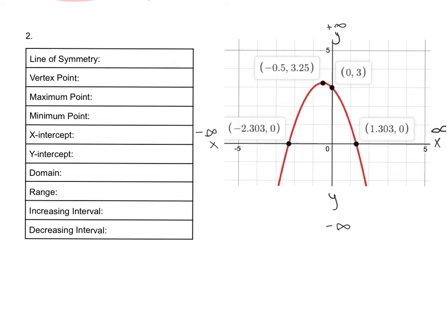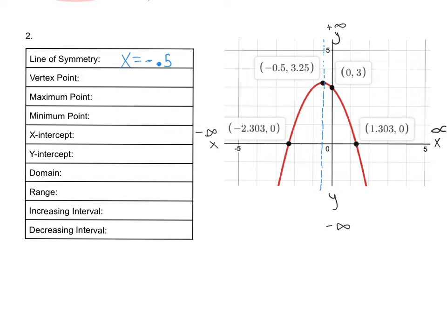So now let's take a look at finding the line of symmetry. Remember, the line of symmetry is that line where the graph can be mirrored onto itself. So here you see that vertical line is going to be there at the x value of negative 0.5, or the x value at the vertex. So here our line of symmetry is at x equals negative 0.5.